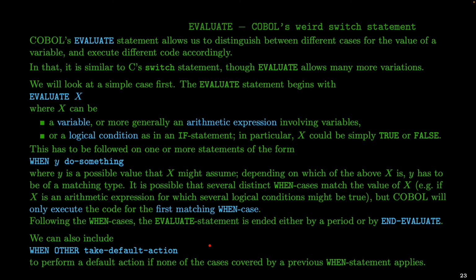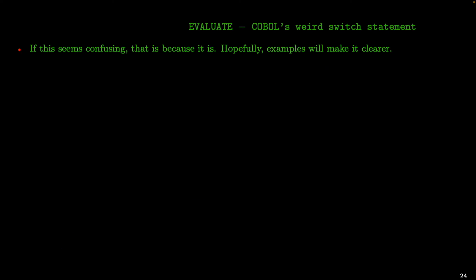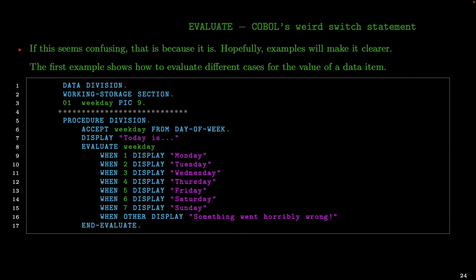We also have a default action that we can take if none of these when cases matches x. So if all of them fail, then we can do when other, and here we just have our default action that we would do in this case. As I said, evaluate is a bit of a complex statement, so it might be confusing, and looking at examples probably makes the whole thing a bit clearer.